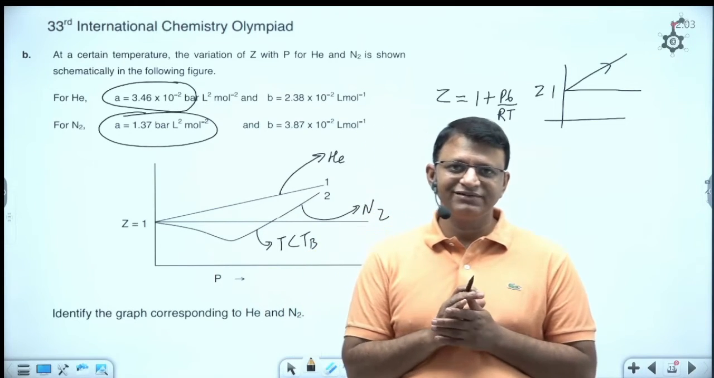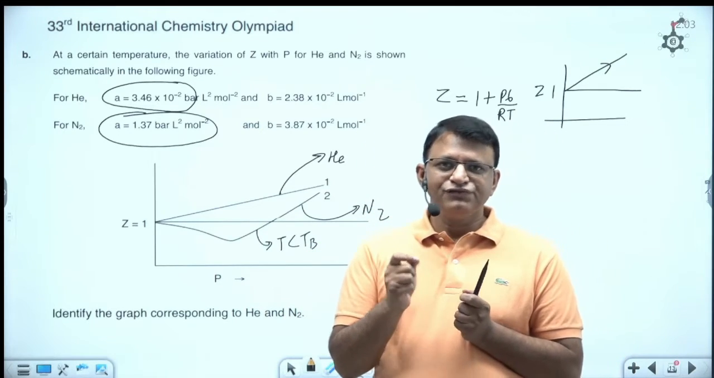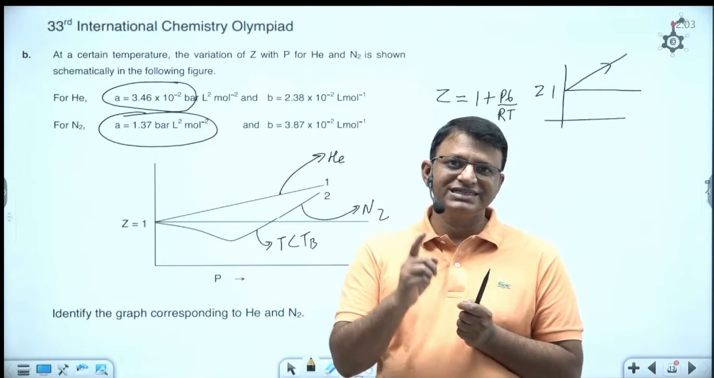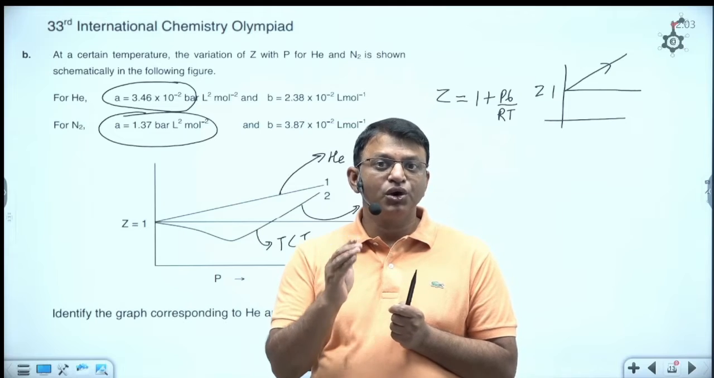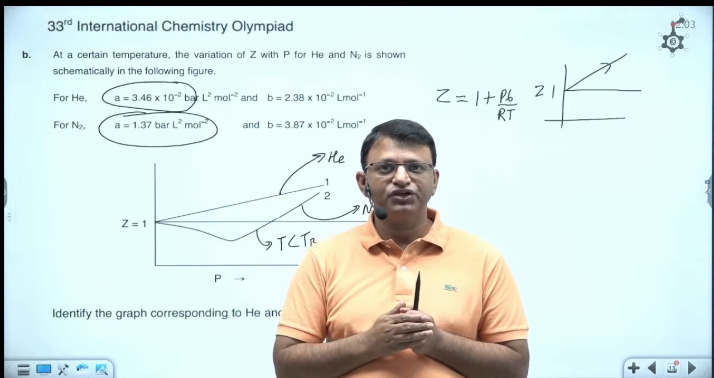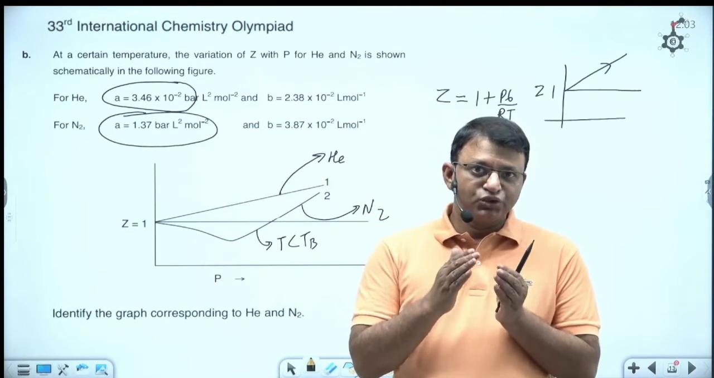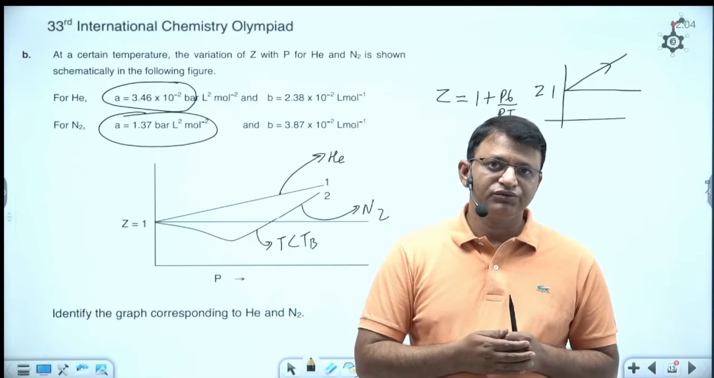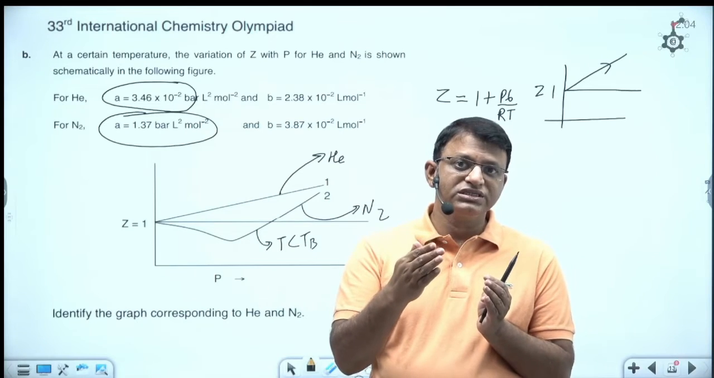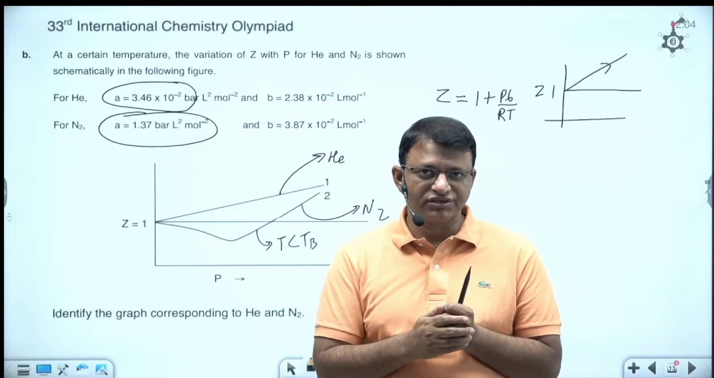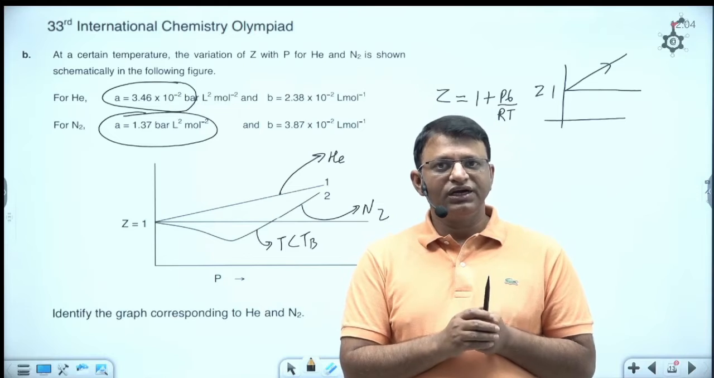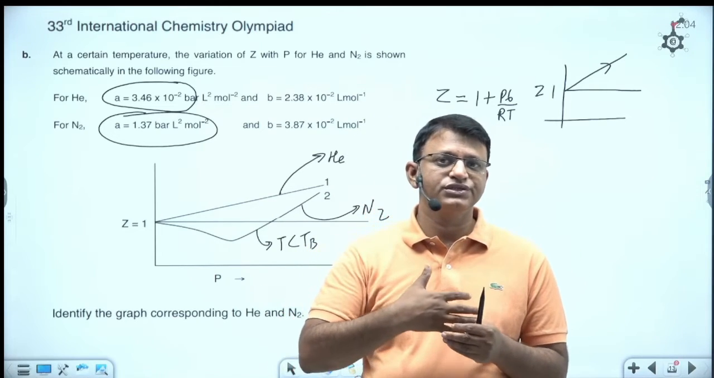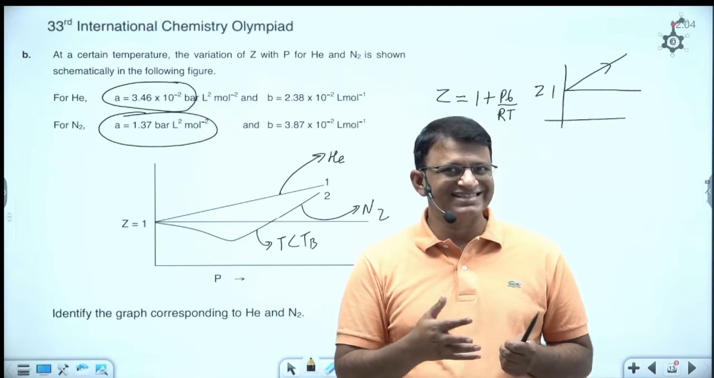When Z is less than 1, it is indicating that the force of attraction is dominating, but the force of attraction dominating is a necessary condition, but it is not the sufficient condition for liquefaction of the gas. It should also overcome the thermal energy, then only the gas can be liquefied. So if the gas temperature is up to its critical temperature or below its critical temperature, then we'll say that thermal energy is low and attractive forces can overcome thermal energy and the gas can be liquefied.